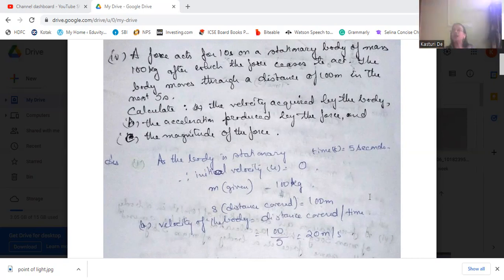Now, calculate the velocity acquired by the body. What is the velocity which is acquired by the body? The acceleration produced by the force and the magnitude of the force. Okay. So first part, as the body is stationary, therefore, the initial velocity is equal to 0. Mass is given, that is 100 kgs. Time is given, 5 seconds.